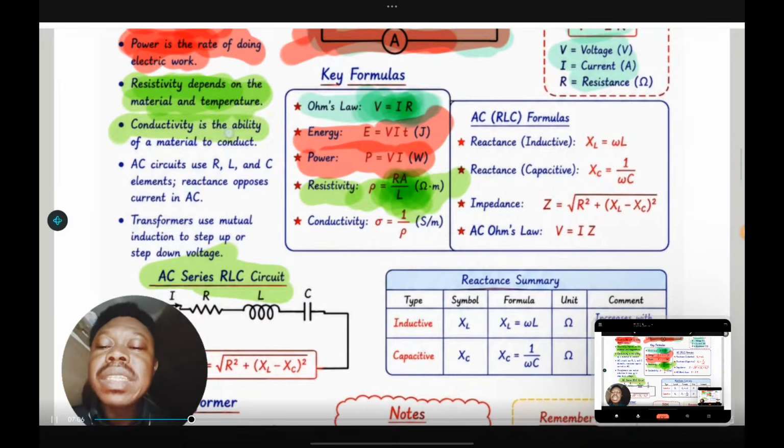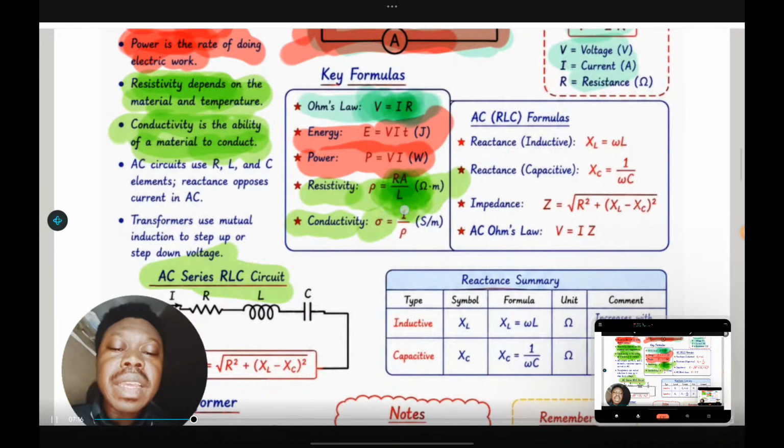While conductivity is the opposite of resistivity. Conductivity is the ability of a material to conduct. So if you check, you see conductivity here is the inverse of resistivity. Hence, if you are asked to find conductivity, you first of all find the resistivity.